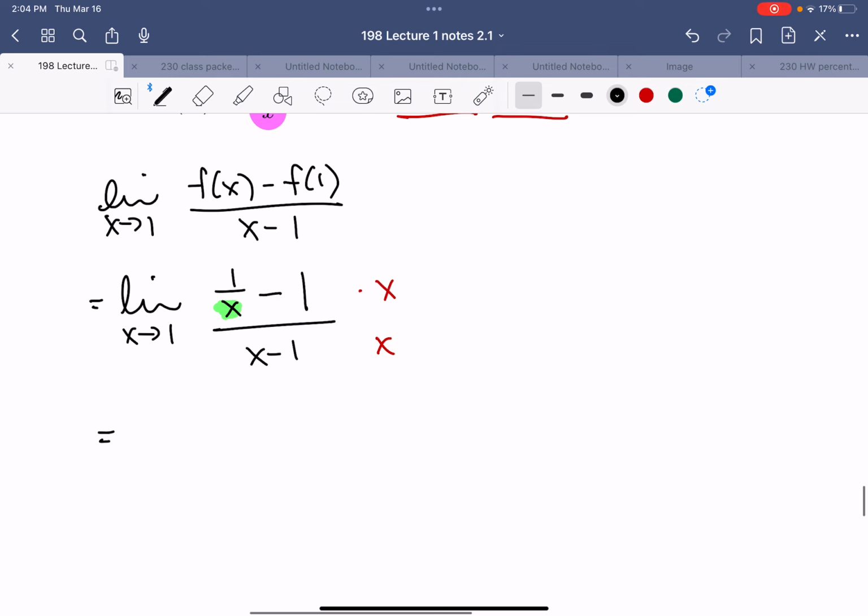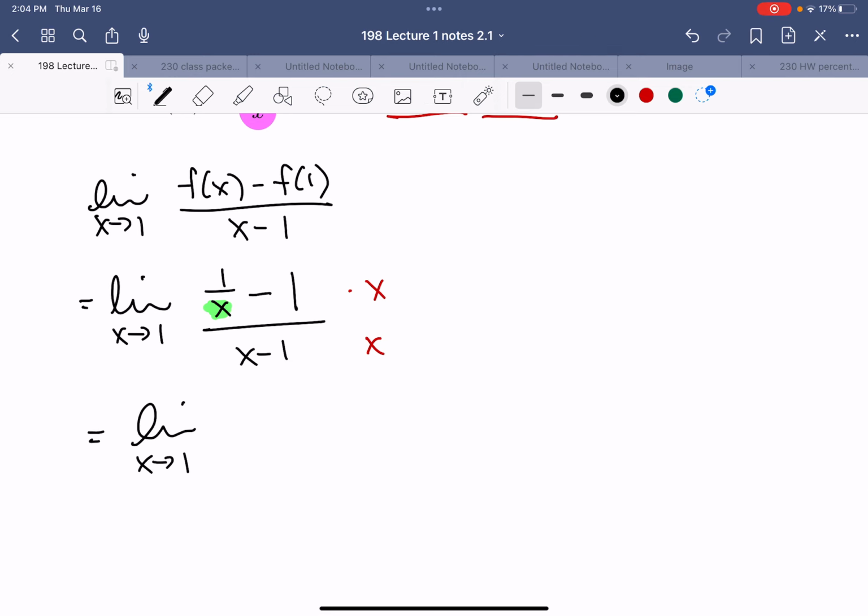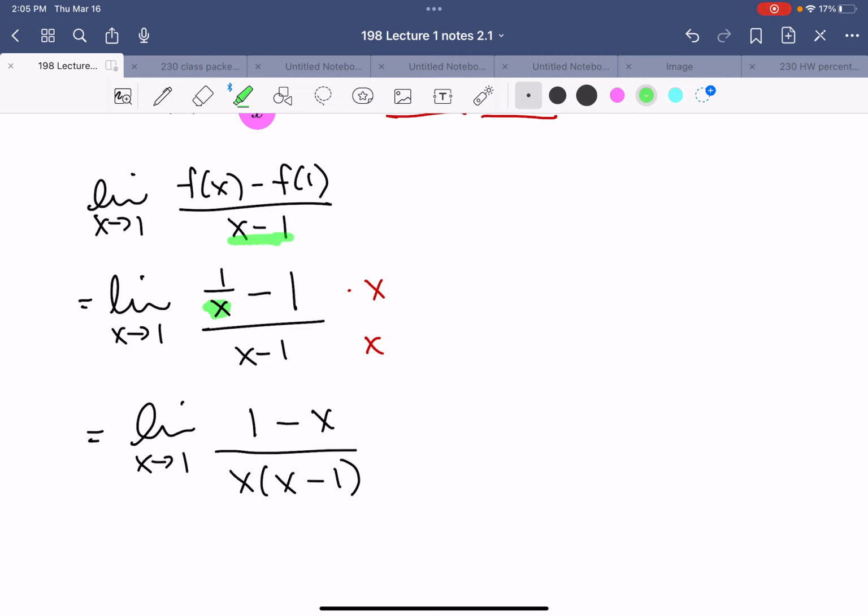What that does is this gives me the limit as x goes to 1, and I want to make sure I distribute it to both pieces. So x times 1 over x is 1. 1 times x is just x. On the bottom, I have x times x minus 1. Now, of course, the idea behind this is I'm trying to cancel out this piece, right? Because that's what's making it 0 over 0. So I need to cancel out the x minus 1.